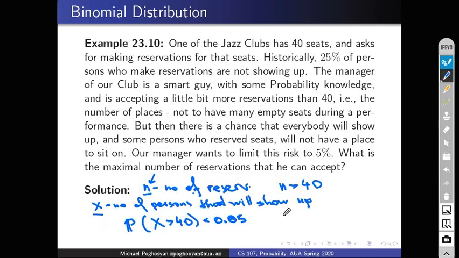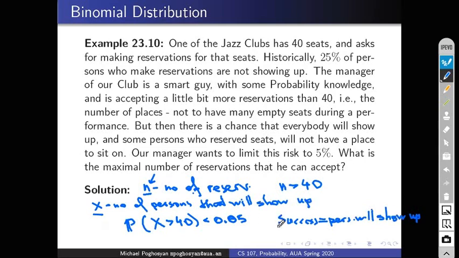So in this case, the success is that the person will show up. Okay.